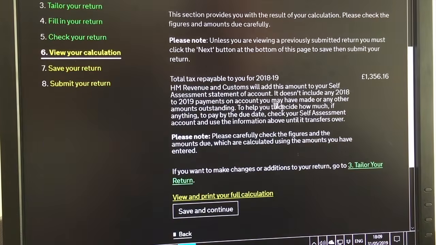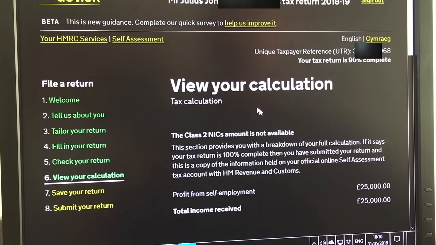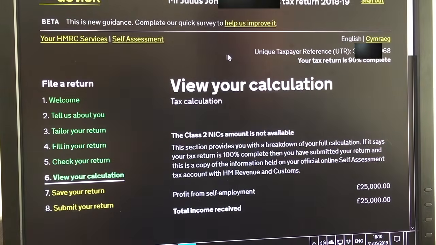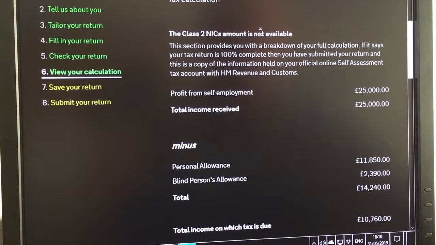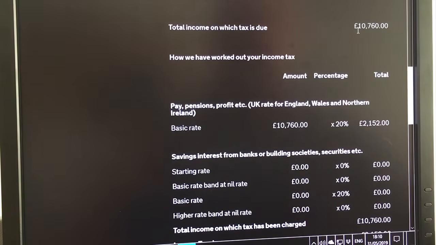Summary. Right, this will give a summary of what your tax position is. I think somewhere. Total tax payable. I don't know, there's too much blurb on there for me to read it quickly. So I'm going to say view and print your full calculation. And you can see from here, Class 2 national insurance is not available. This profit, so 25,000, that was my profit. Personal allowance 11,850. Everyone would get that. Most people won't get the blind person's allowance. That leaves your taxable income. There you go. Taxable income. Now amount. Percentage, yes, total.